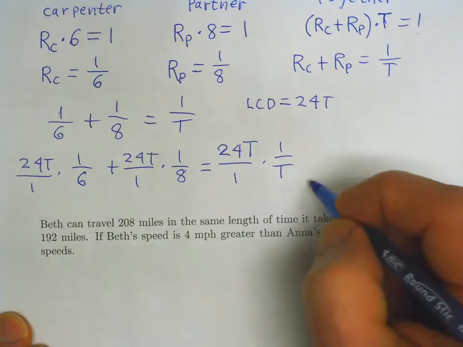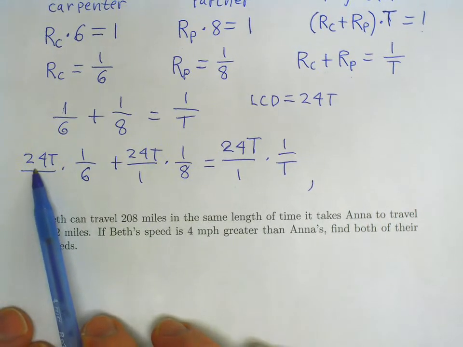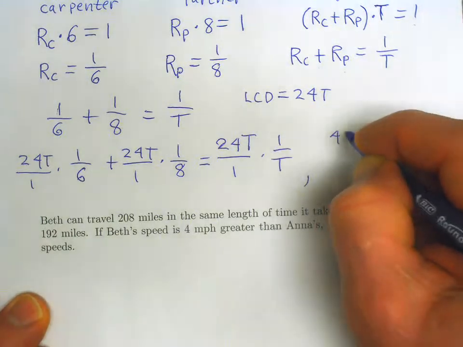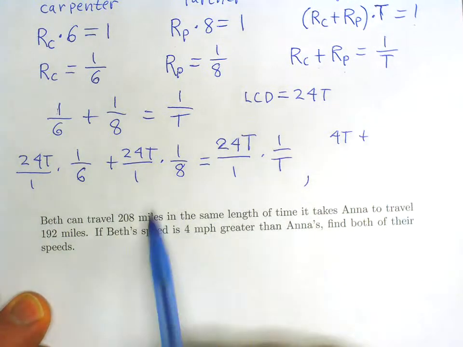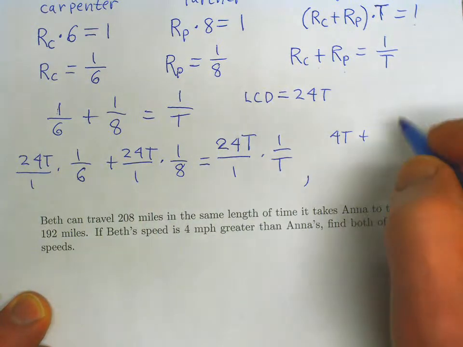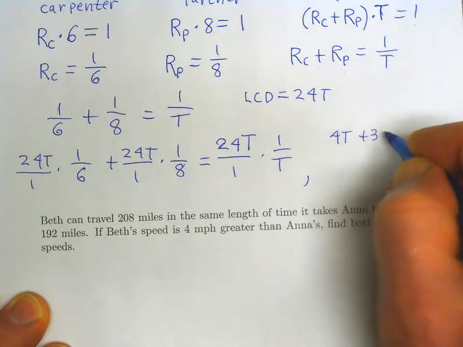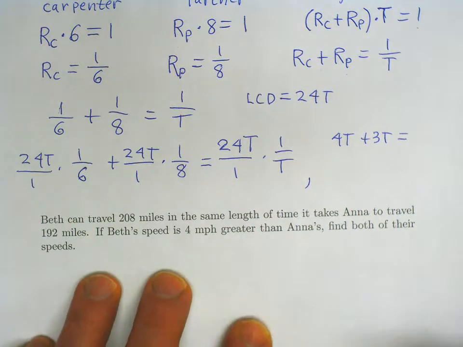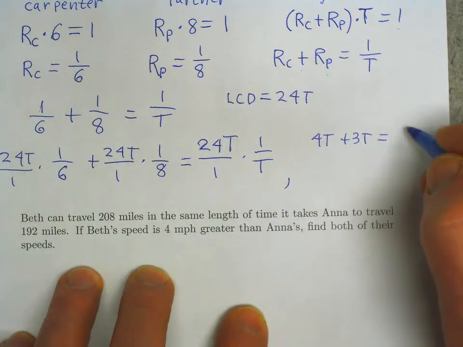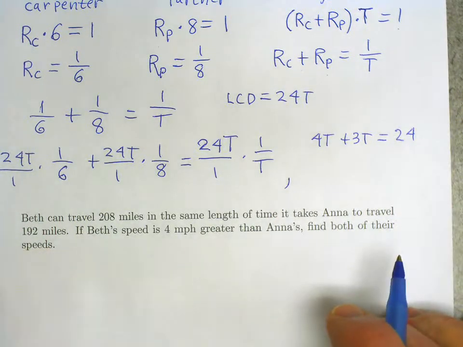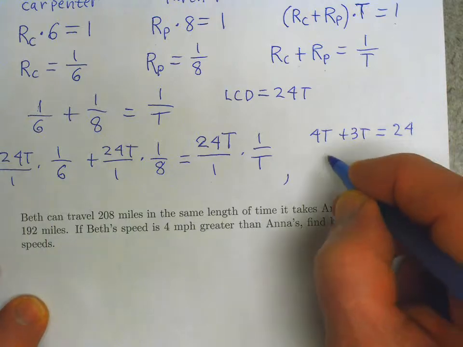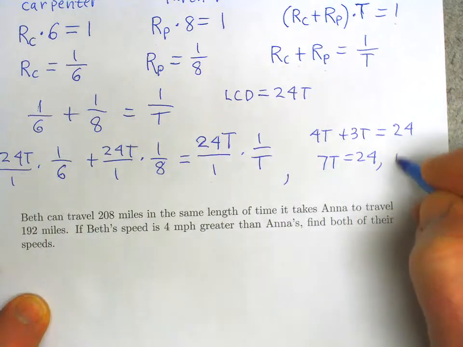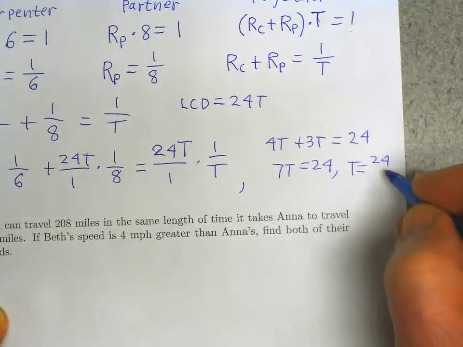Okay, we'll simplify each of those products. This is just 24t divided by 6, which is 4t. And then plus 24t divided by 8 is plus 3t. And then 24t divided by t is 24. So we get 7t equals 24, and t equals 24 over 7.